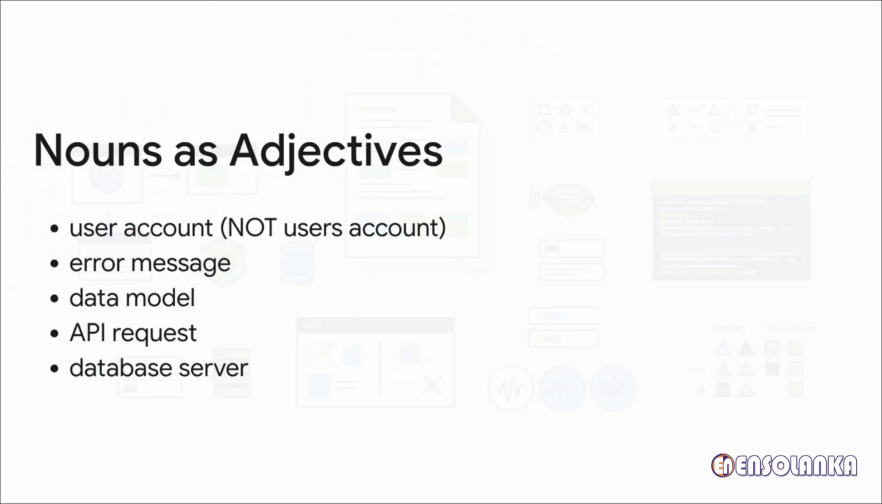And here is a pattern you see all over the tech world. We use a noun as an adjective. We say user account, error message, or API request. Now the key rule here is that the first noun, the one that's acting as the descriptor, is always singular. It's a user account, even if you have millions of users. This is what keeps our technical terms consistent and clean.